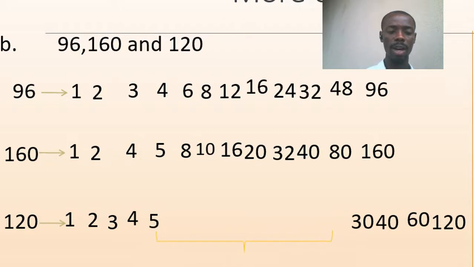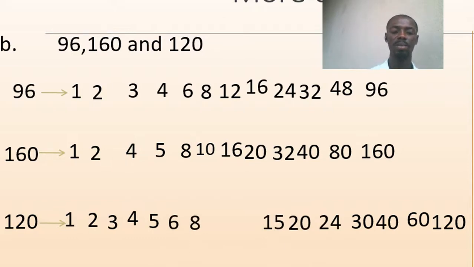5 and 24 gives 120. You see, 6 and 20 gives 120. 8 and 15, 120. And 10 and 12, whoa, it's giving 120. Let's get the common factors.